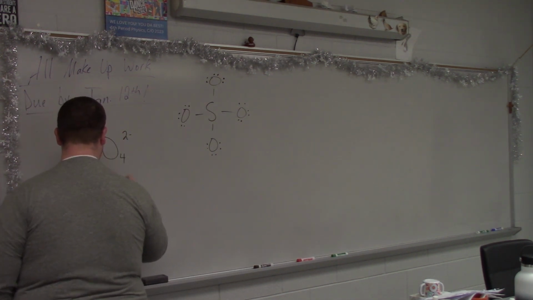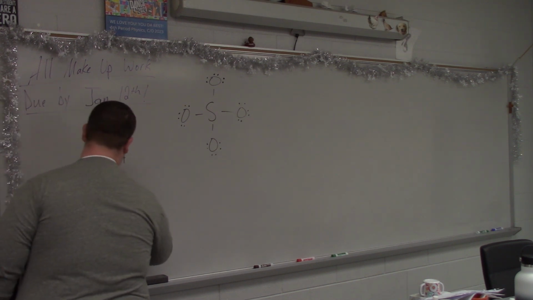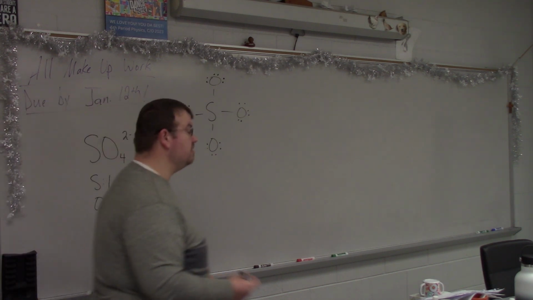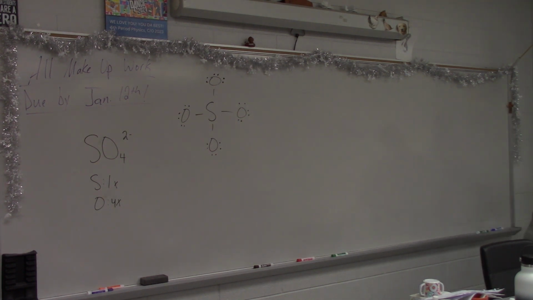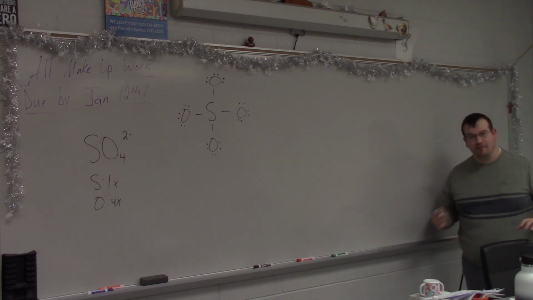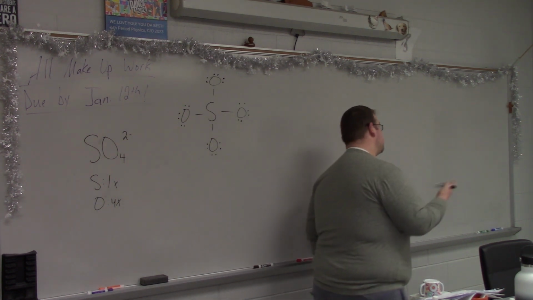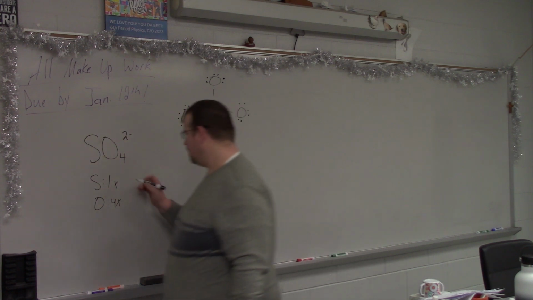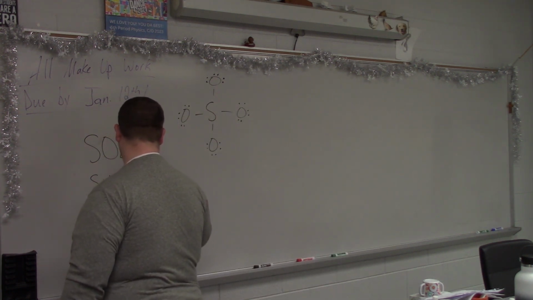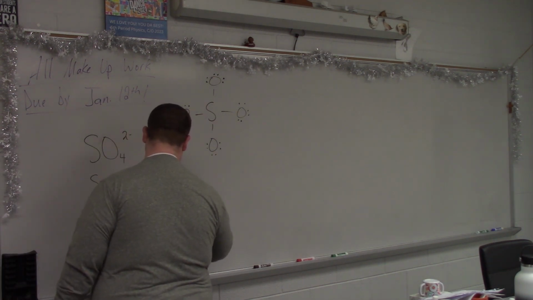So I have to look at sulfur and oxygen. How many sulfurs do I have in sulfate? 1. How many oxygens? 4. So I multiply those by the number of valence electrons those elements normally have. Off the periodic table, how many valence electrons do oxygen and sulfur have? 6, because they're in the 16th column. So 1 times 6, and 4 times 6 is 24.